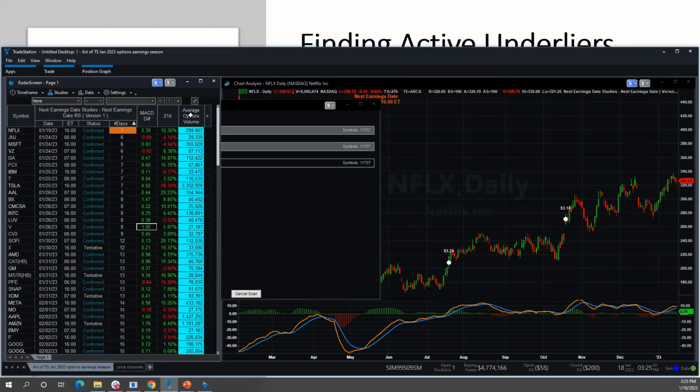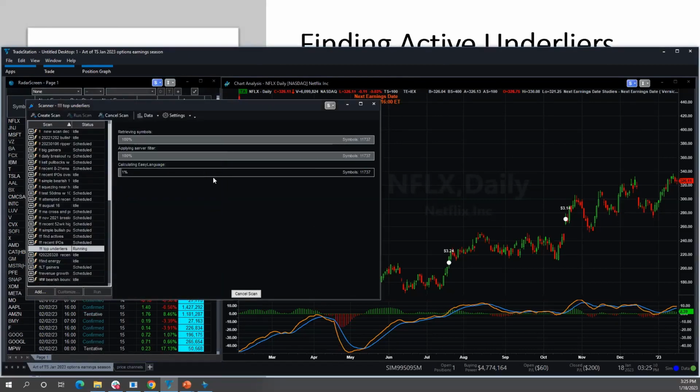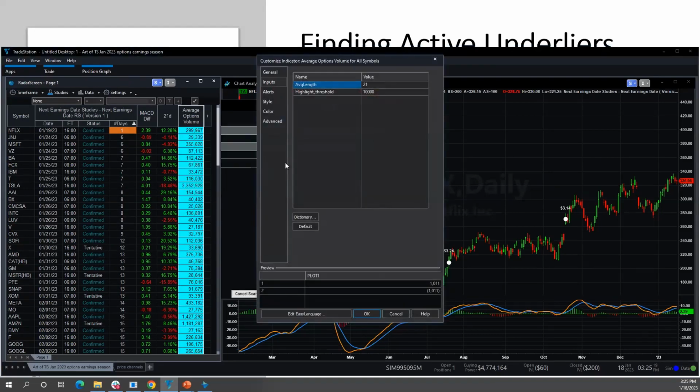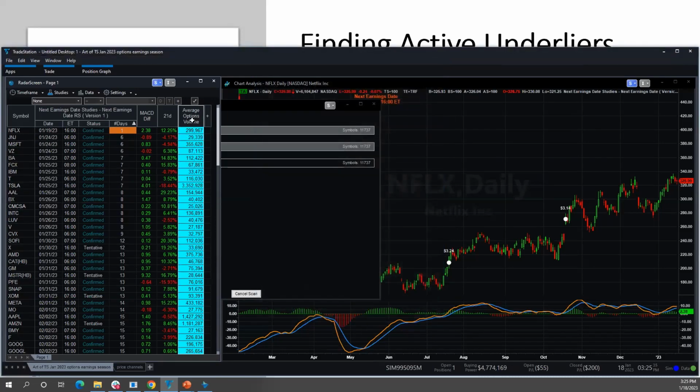Now you're going to notice that there's another indicator here. It's my own custom indicator called average option volume. This essentially does the same thing as the indicator I just used in Scanner. But the difference is that it will highlight stocks that trade a certain threshold. I've shown this to you guys before. In this case, I have it set to show me 21 days of volume, and highlight if it trades at least 25,000. Right now it's set to 10,000, so let's change it to 25. Okay, hit okay. Now, these are all above 25,000.